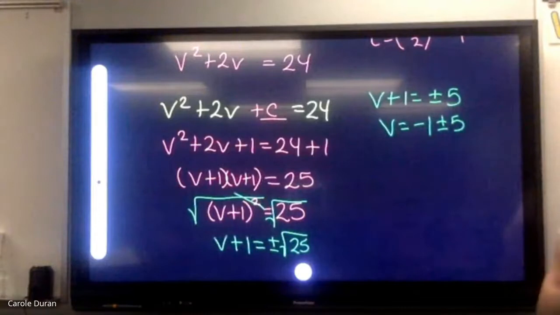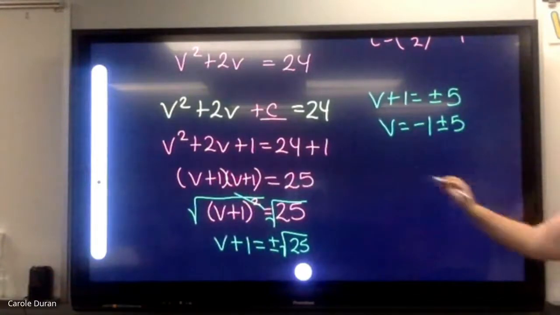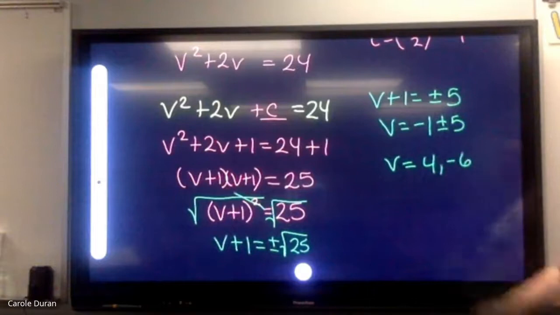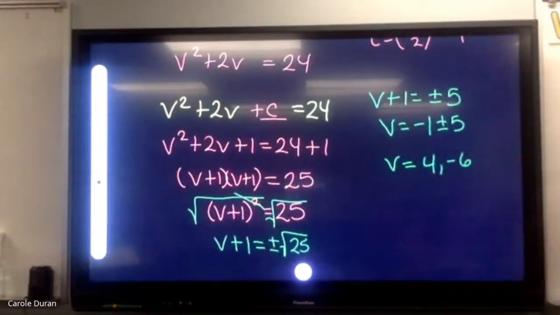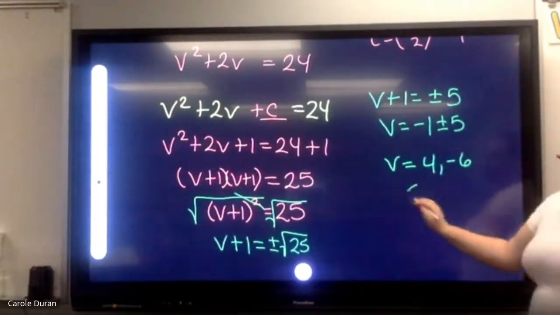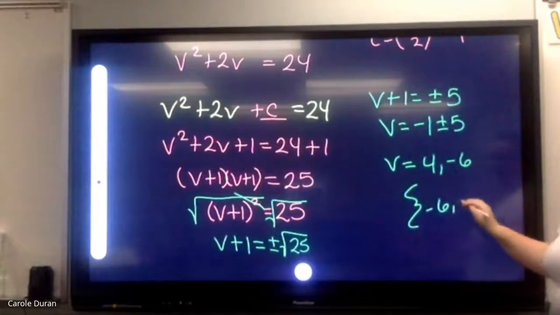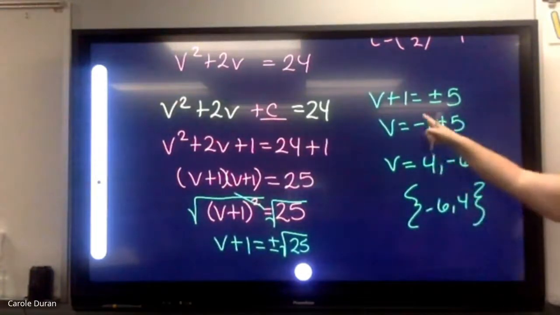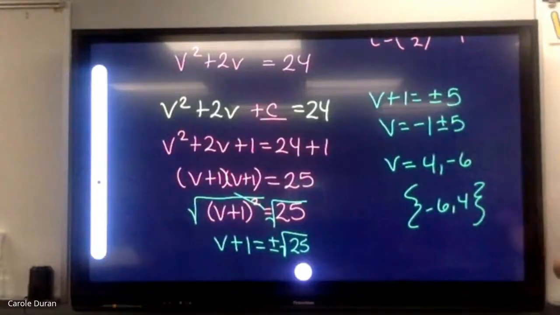Just like we do with the quadratic formula, I then split this into 2 problems, negative 1 plus 5 and negative 1 minus 5, which gives me my 2 answers, 4 and negative 6, which I will then go ahead and put in my curly brackets. Negative 1 plus 5 is 4. Negative 1 minus 5 is negative 6.